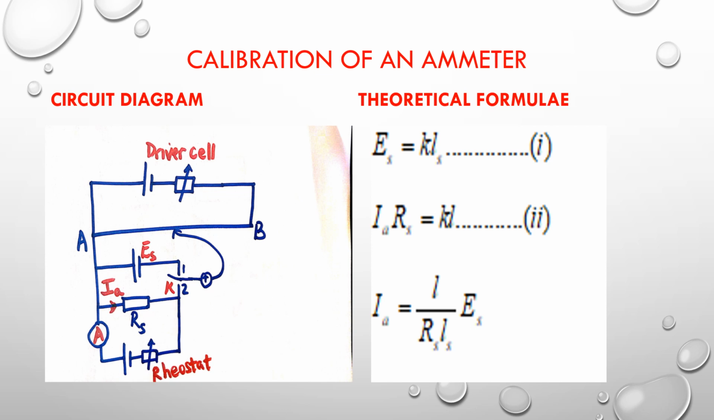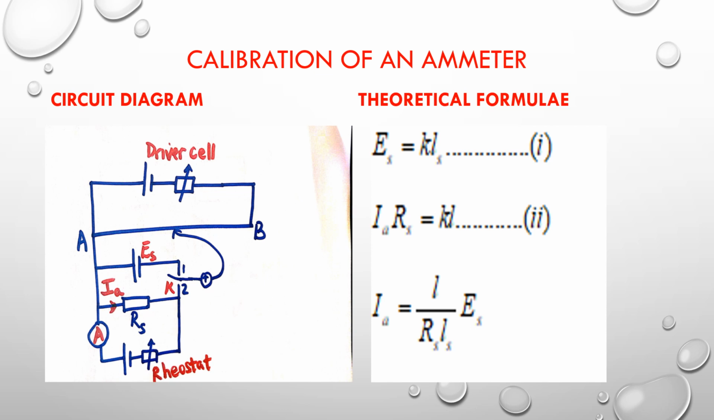So we then measure the balance length, this time referred to as L, and then we equate the PD across the resistor RS, which is IA times RS, to K times L, where K is the PD per centimeter and L is the balance length.